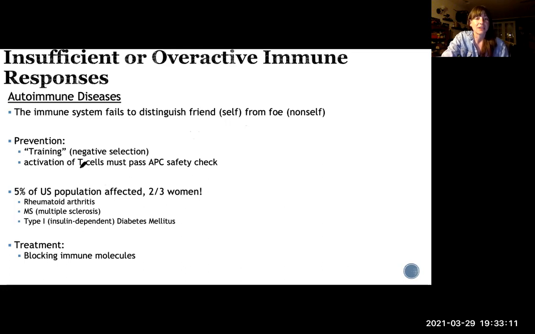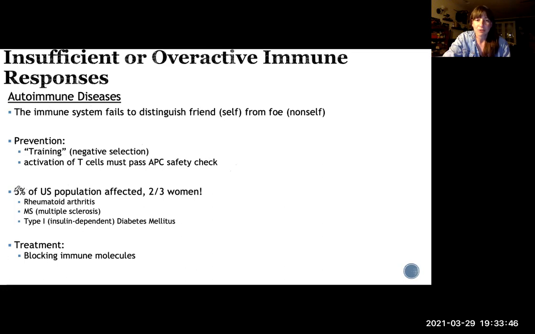The other is the activation of T cells requires that APC. So T cells can't be activated until they get the antigen presented to them by an antigen-presenting cell, right? Those dendritic cells. That is a safety check to keep these T lymphocytes from going crazy. If something goes wrong, and most of the time we don't really understand what it is, which of these is going wrong here, you can end up with a full-blown autoimmune disease.